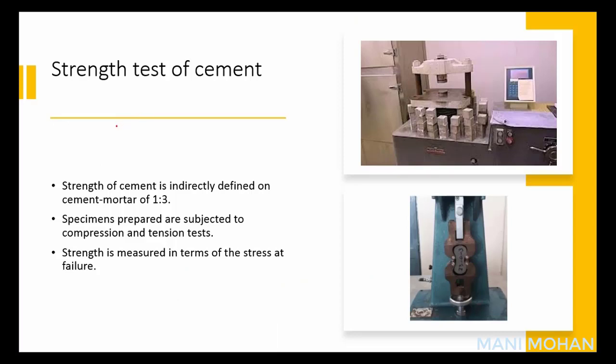Strength test. The strength of cement cannot be defined directly on the cement. Instead, the strength of the cement is indirectly defined on the cement mortar of 1:3. The strength is measured in terms of the stress at failure of hardened cement mortar specimens subjected to compression and tension test. So here you can see this is the hardened cement mortar specimen, which is a cube, and here you have this hardened specimen made from a briquette mold to conduct the tension test.